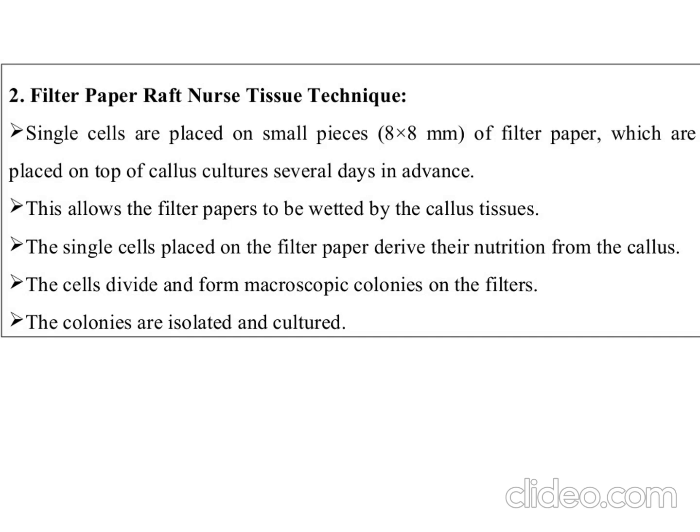Then the single cells are placed on the filter paper and derive their nutrition from the callus. The cells divide and form microscopic colonies on the filter paper, and the colonies are then isolated and cultured further. So it is actually a nurse tissue technique, where the callus mass acts as a donor tissue, which provides nutrition from its own cells to the cells on the filter paper, giving them growth and nutrients and supporting them to form colonies.